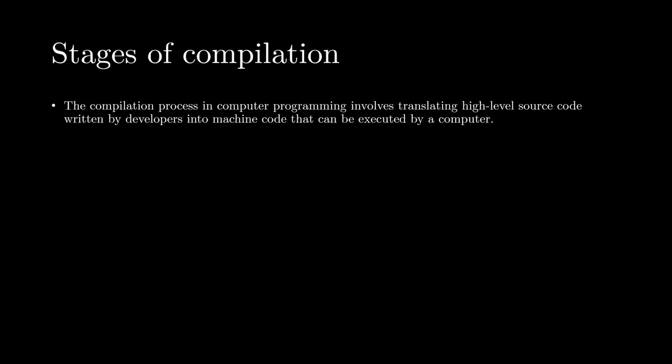Next, we've got the stages of compilation. The compilation process in computer programming involves translating high-level source code written by developers into machine code that can be executed by a computer.